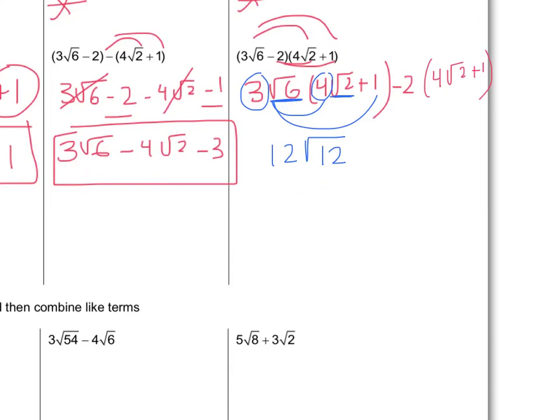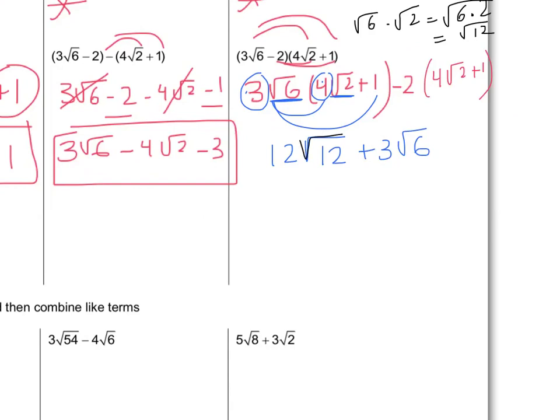Now 3 radical 6 times 1 would be 3 radical 6. So 3 times 4 is a 12. And radical 6 times radical 2, I'm going to write it on the side to show you. Radical 6 times radical 2. You make the radical bigger and you multiply 6 and 2 under the radical, so that would give you radical 12. So that's where the radical 12 came from.